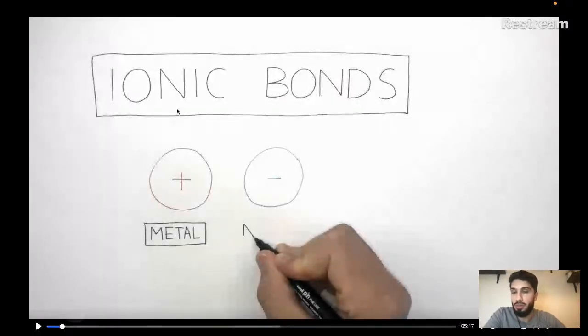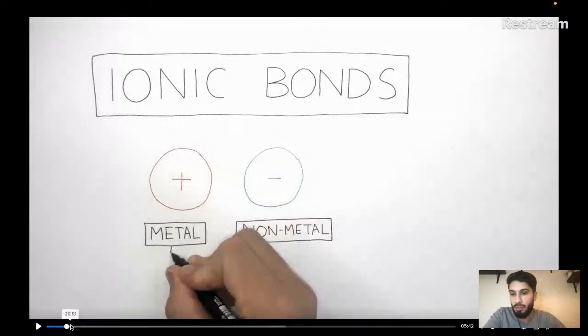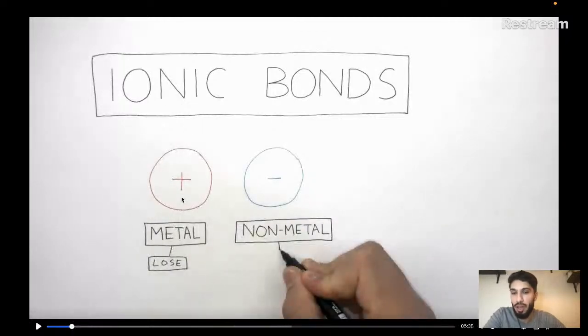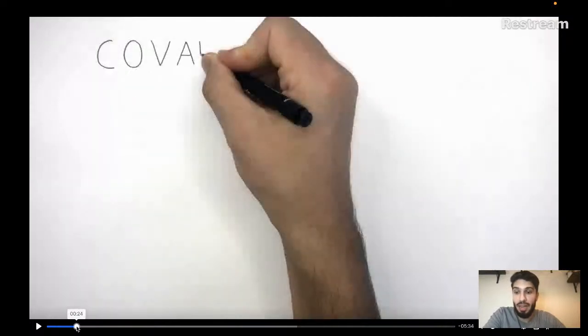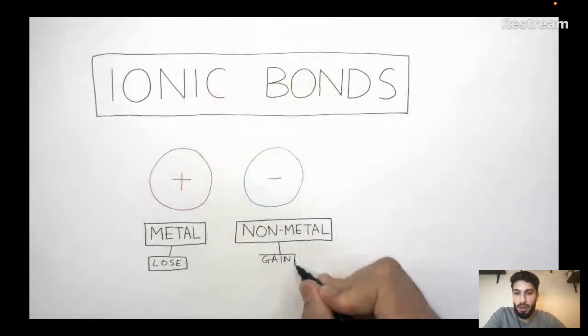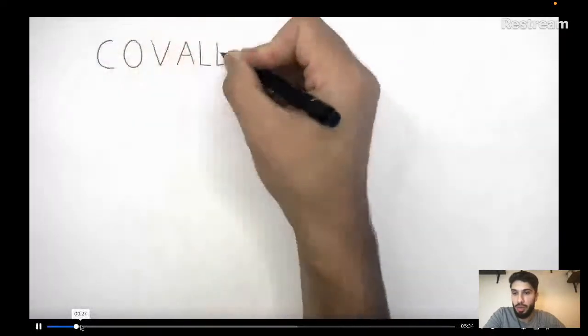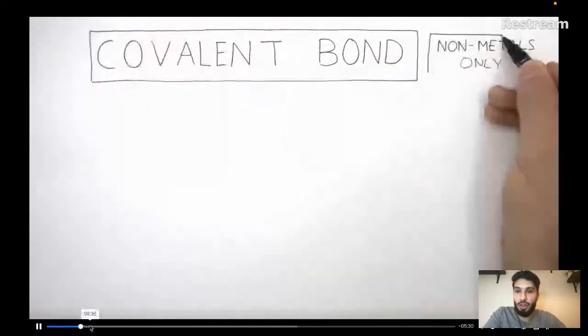Well, to summarize, ionic bonding happens between a metal and a non-metal, and the metal is always the cation, which is formed when metals lose electrons, and the non-metal is always the anion, when the non-metal gains electrons, okay? So that's just a little summary of ionic bonding. But let's now focus on covalent bonding.